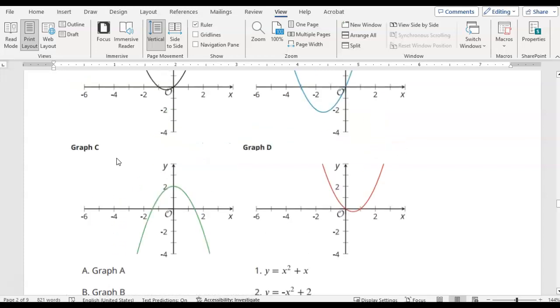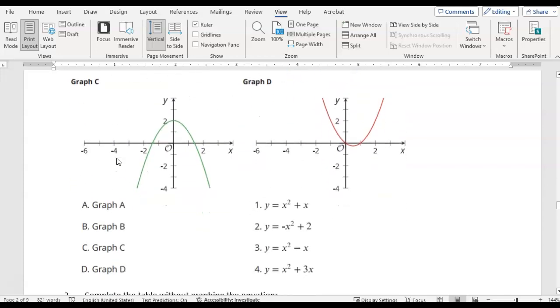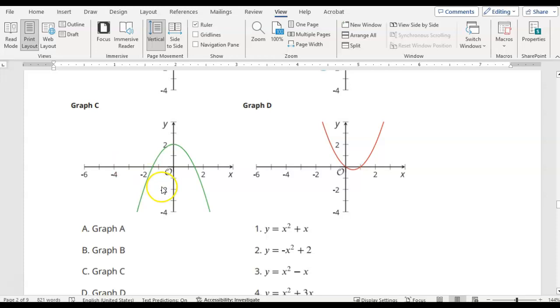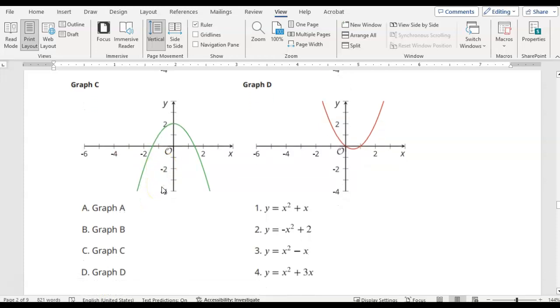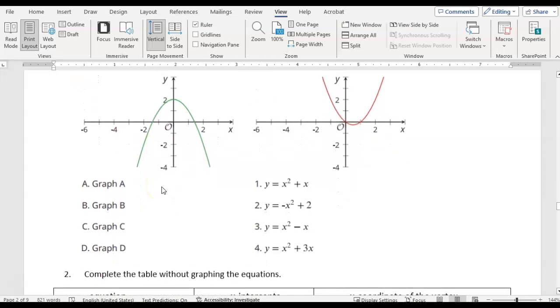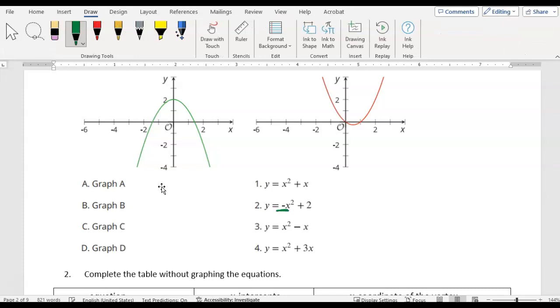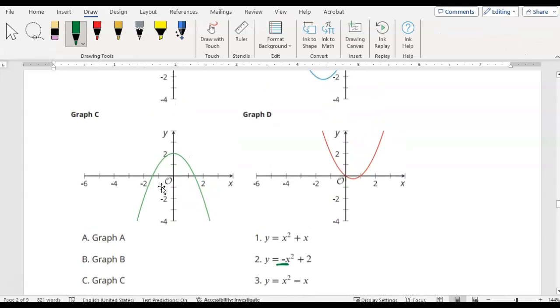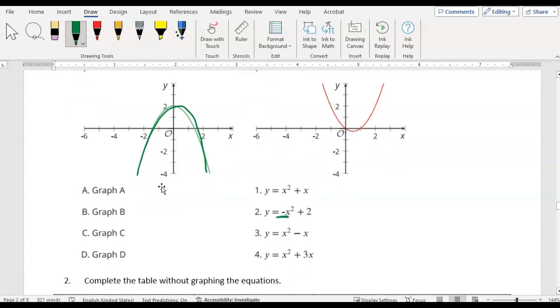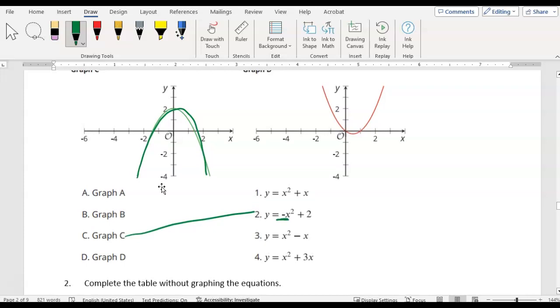So we're matching the graphs here with the equation. And so we want to look and see what will make this graph change. Well, notice we only have one graph with a negative coefficient, and that is graph C because it has a downward facing U. It's open downward, which means it has a maximum. And so that would be equation 2 and graph C, matching very nicely.